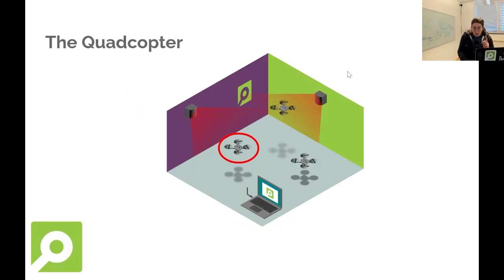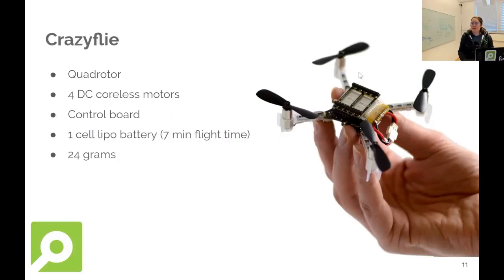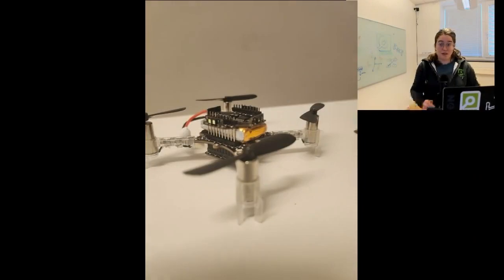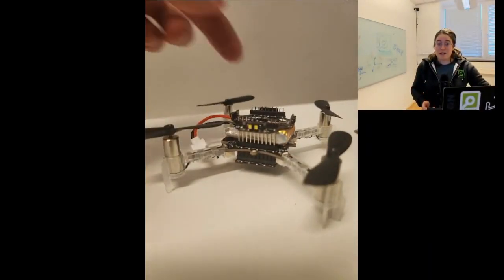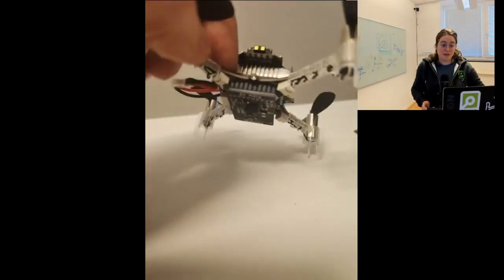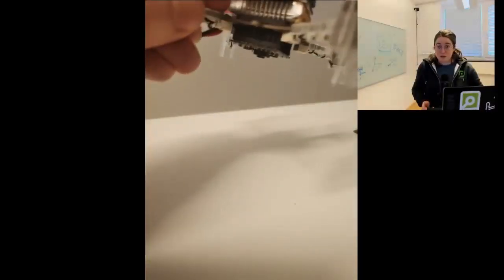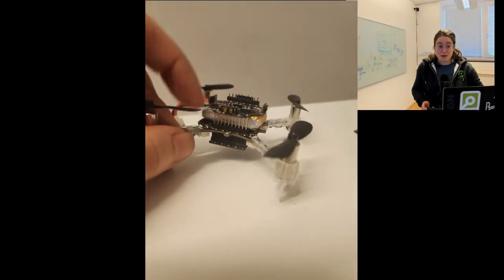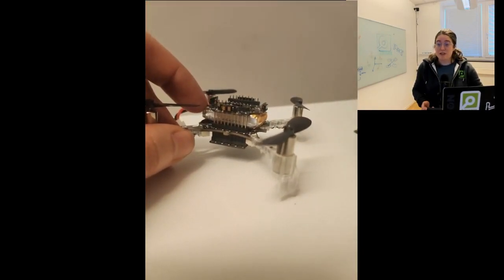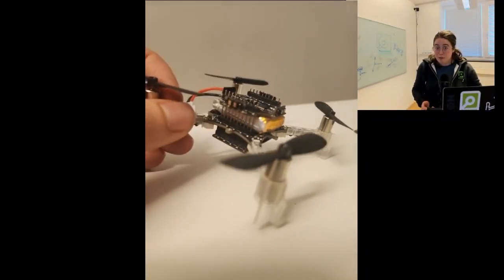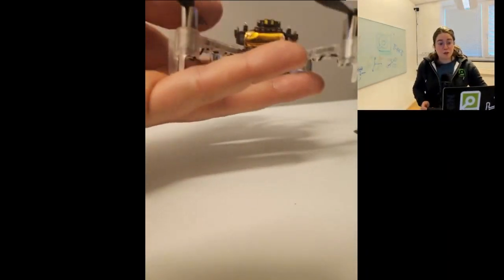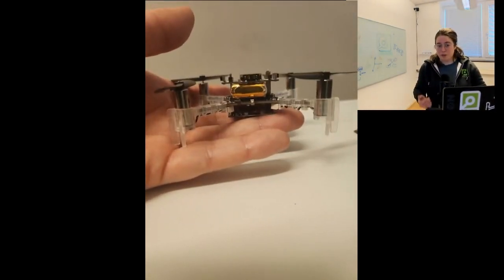So let's first look into the quadcopter, shall we? The Crazyflie, as you see, is a quad rotor, which means it has 4 motors right here. It also has a control board that the legs are attached to, and has a 1-cell LiPo battery with 7 minutes of flight time. I happen to have here a battery with a little bit more capacity, and in total it weighs about 24 grams, which really depends on what you put on it.